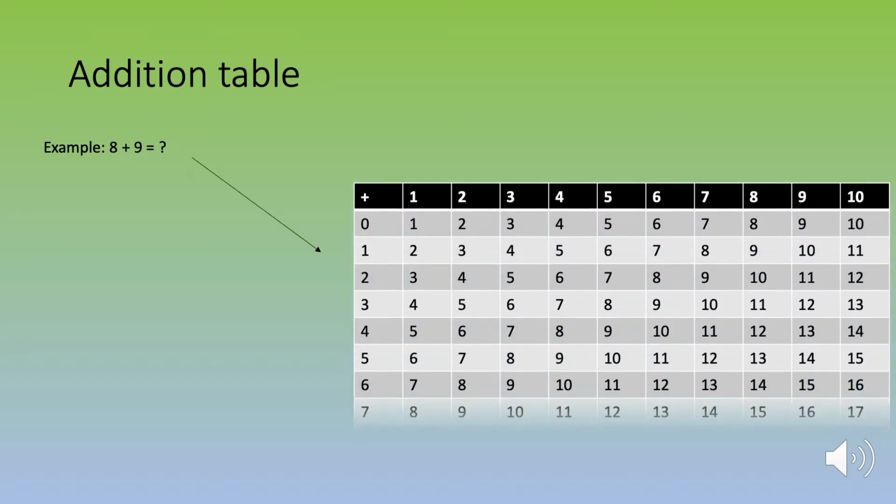Now on to one of the methods of complex addition, the addition table. An example is 8 plus 9 and on the addition table it would look like this.